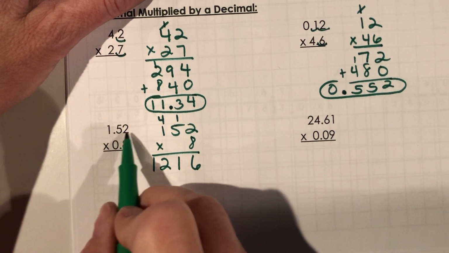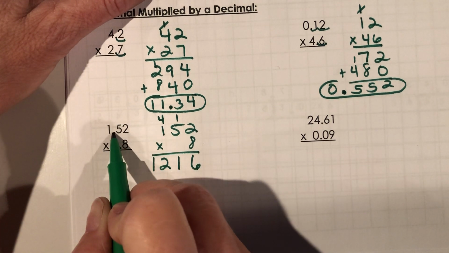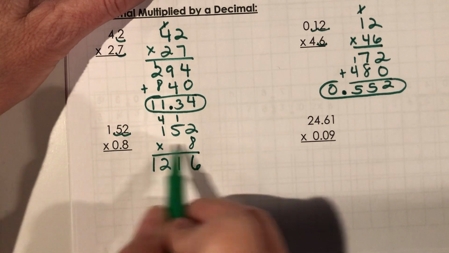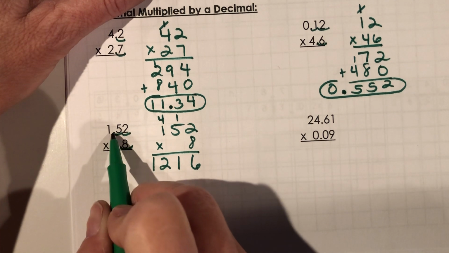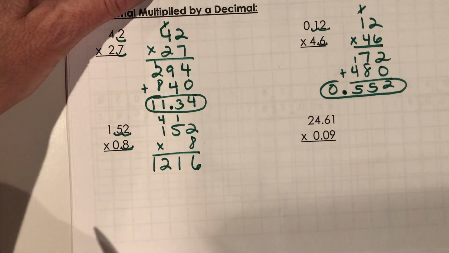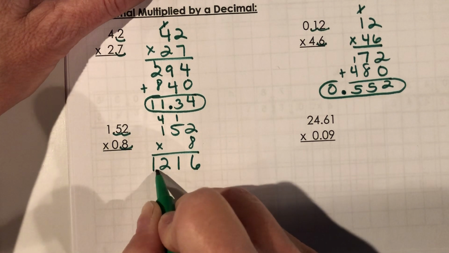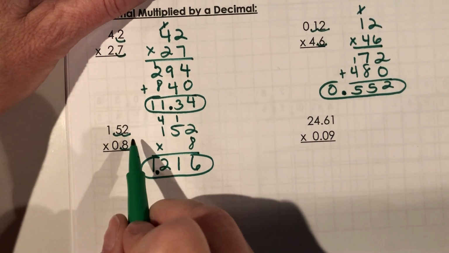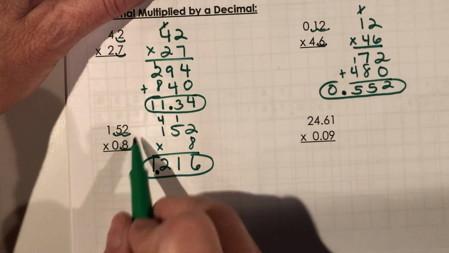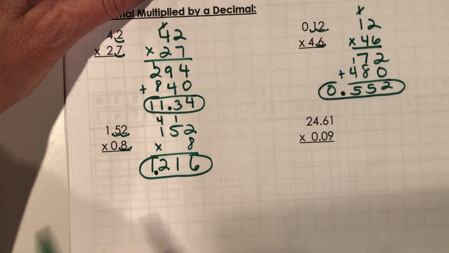But I want to know what this is. So to make it 152, we shifted 2 places right. And to make this 8, we shifted 1 place right. That's a total of 1, 2, 3 places we shifted to the right. So in our answer, we're going to shift back 1, 2, 3 places to the left. So to undo multiplying by these 3 tens, we just divide by the 3 tens.